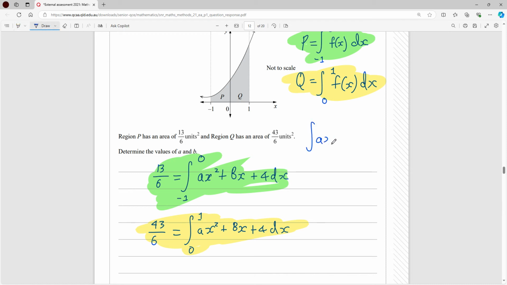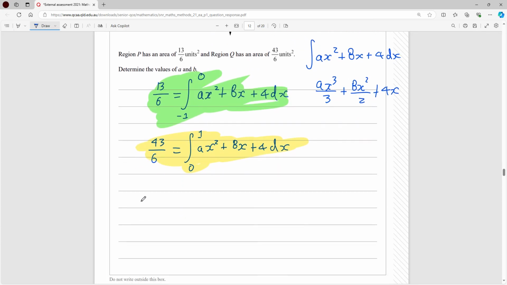So the integral of ax squared plus bx plus 4. You're just going to add 1 to the power and divide by the new power because they're all power rules. There's no sine or cos or anything like that. So this first one will be ax cubed on 3 plus bx squared on 2, and this one will be plus 4x. Now because we have bounds, you don't include the plus c. If this didn't have bounds, you would add a plus c.